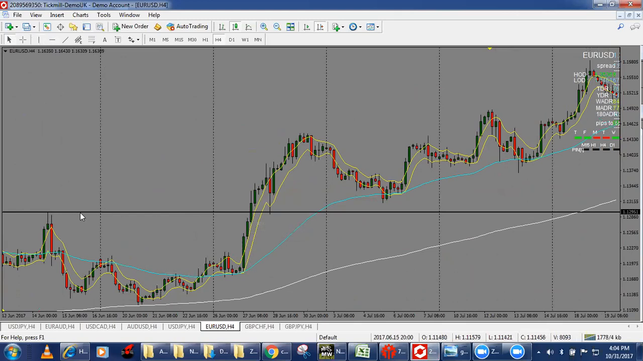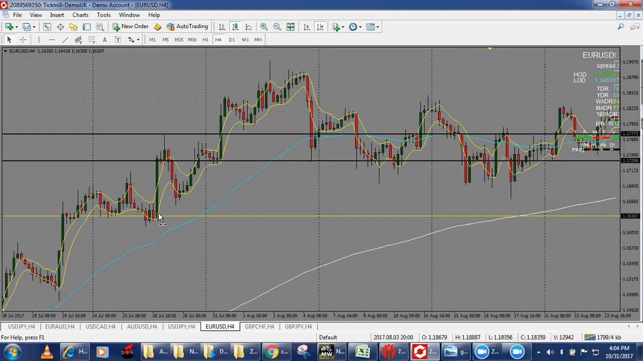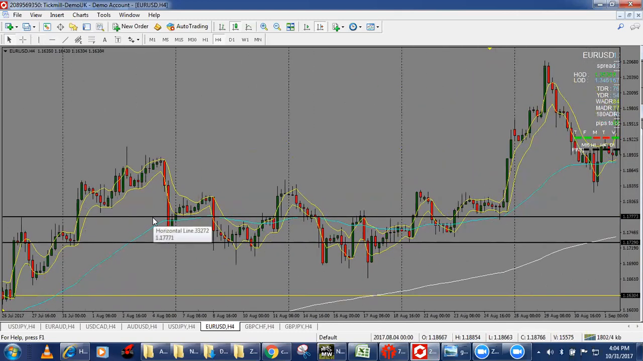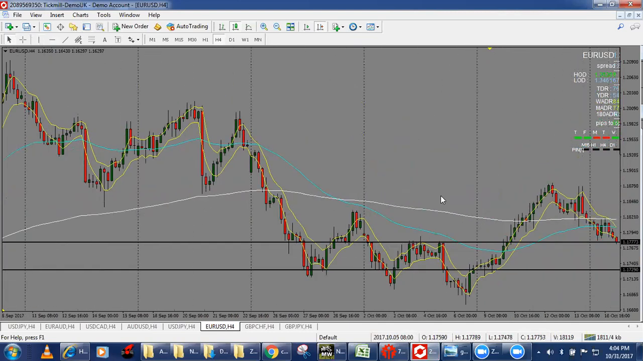Or once the candle breaks this level, I can put my stop loss to break even, right? Then I let the trade run. That's how I trade this simple strategy, the price action strategy, the trend following strategy.